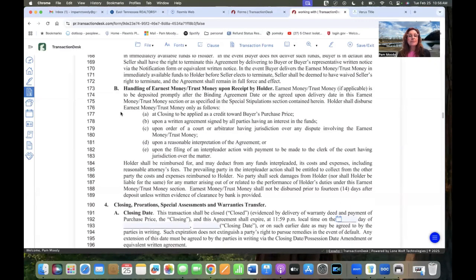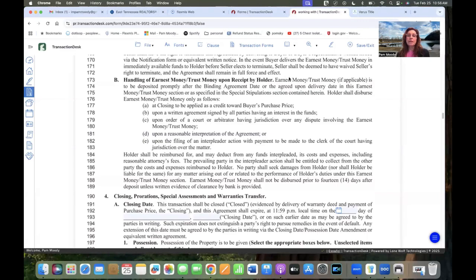So handling of the earnest money, this is important. This is your money. Earnest money is to be deposited promptly after the binding agreement date or the agreed upon delivery date in the earnest money, trust money section, or as specified in the special stipulation section.